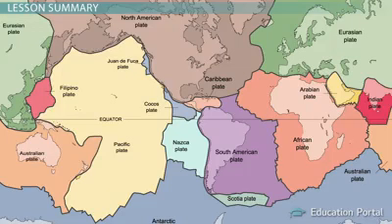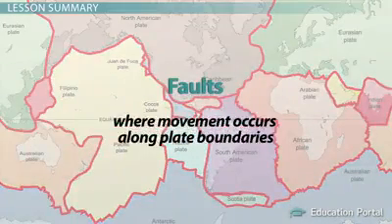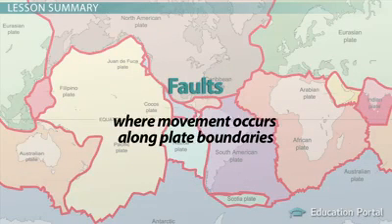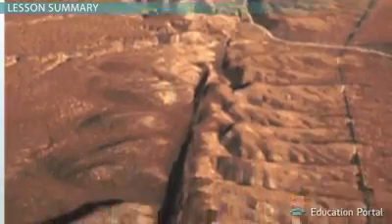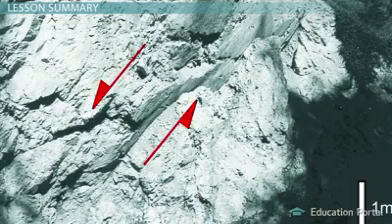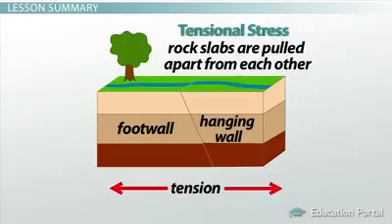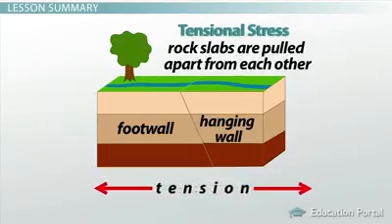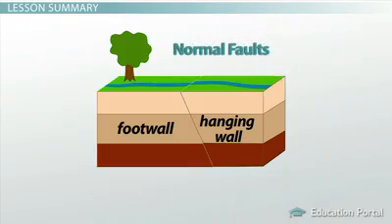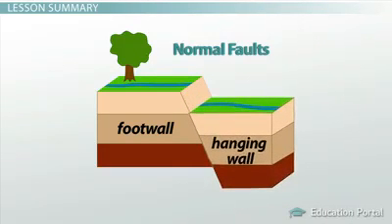Earth's crust is broken up into tectonic plates, which are like giant puzzle pieces made of large slabs of rock. The places where movement occurs along the plate boundaries are called faults. Faults are the large cracks between plates, but not just any crack can be a fault. There has to be movement along at least one side of it. Three types of faults are caused by three types of stress. Tensional stress is when rock slabs are pulled apart from each other, causing normal faults. With normal faults, the hanging wall slips downward relative to the footwall.